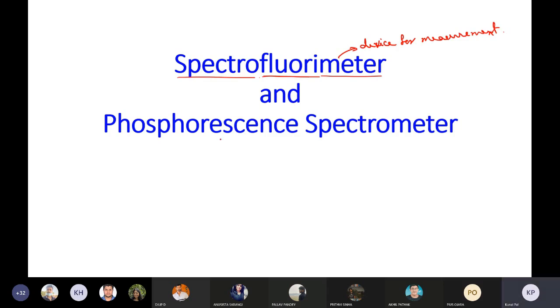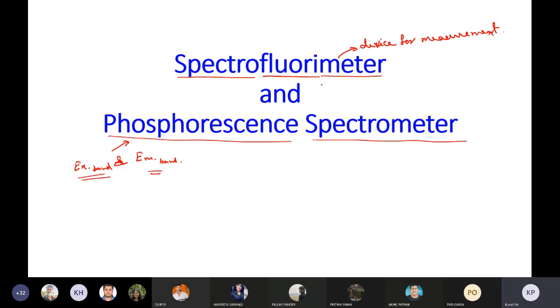Then coming to the next one, phosphorescence spectrometer. In phosphorescence spectrometer, what happens is that here also there is an excitation band and emission band, which is similar to the fluorescence.